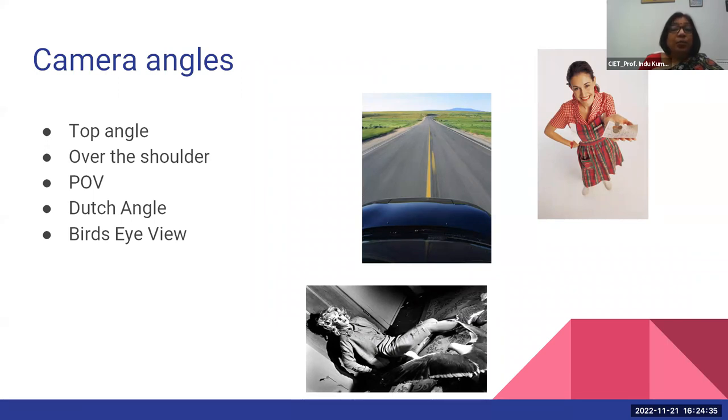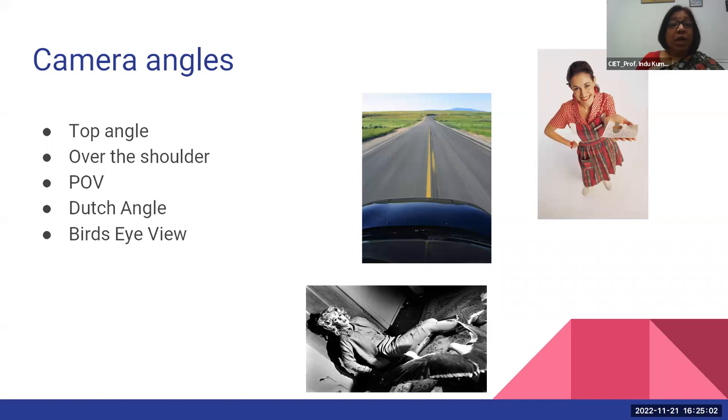This is POV, where you can see a car running on the road. It is the point of view angle, where you feel that you are part of the scene. When you see a car running like that, as you can see in the image here, we feel that we are part of the scene. We are actually in the car which is running on the road like that.